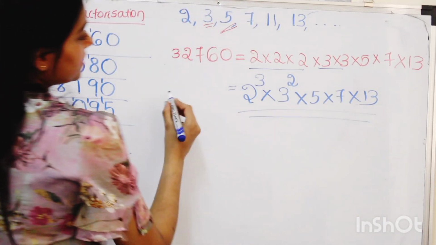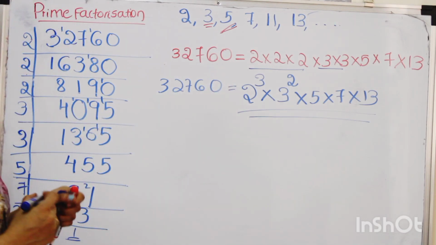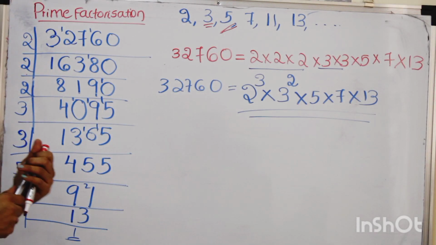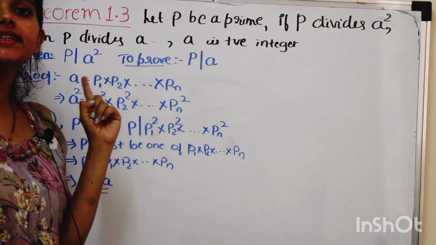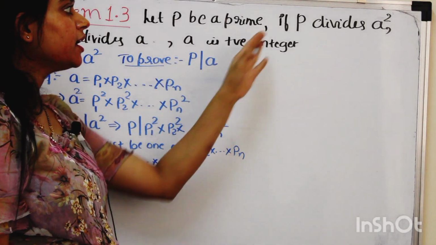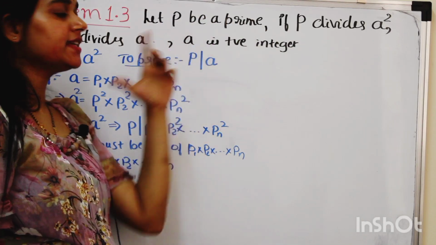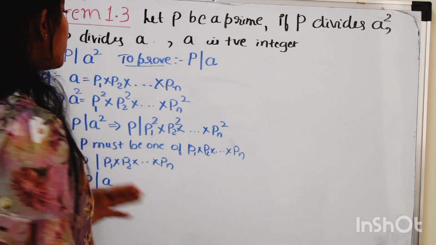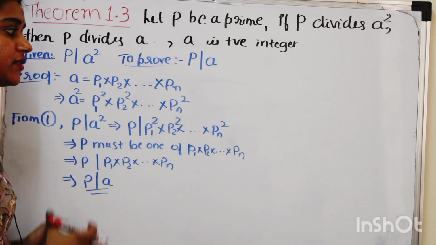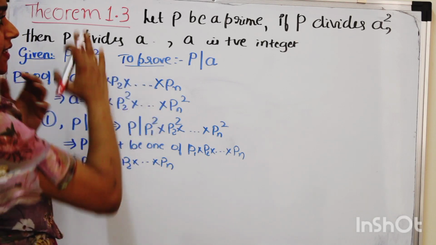So this is the prime factorization of the composite number. Theorem 1.3. Let P be a prime. If P divides A square, then P divides A, where A is a positive integer. So I had made one small note which you will easily remember for your examination, the proof of this theorem.